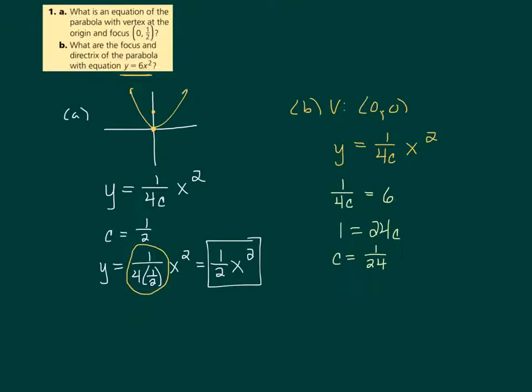And again, looking at the previous page, now that we know that it's a vertically aligned parabola, vertex at the origin, and the value of c is 1/24, we know that the focus is 0, 1/24, and that the directrix is going to be y equals negative 1/24.